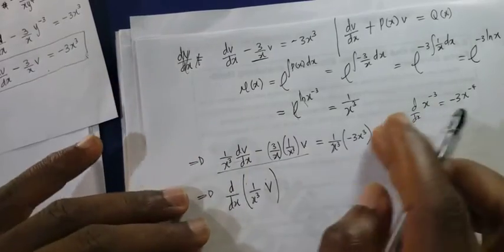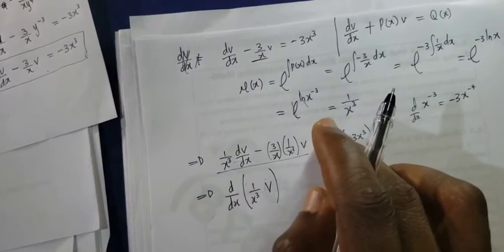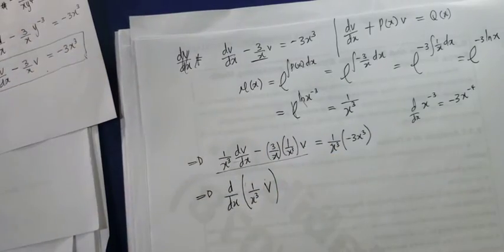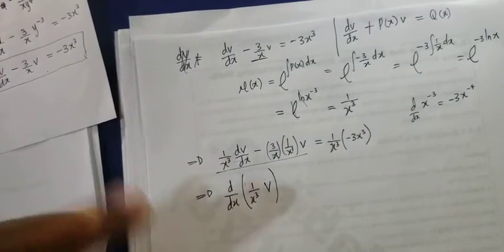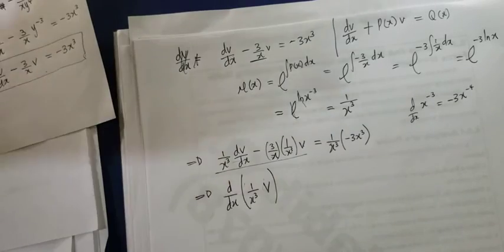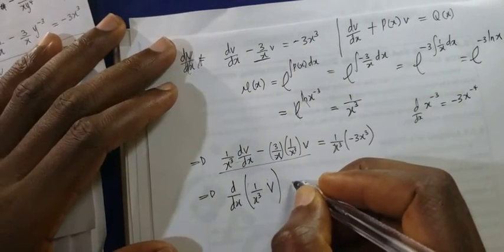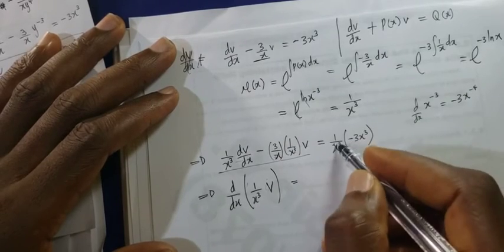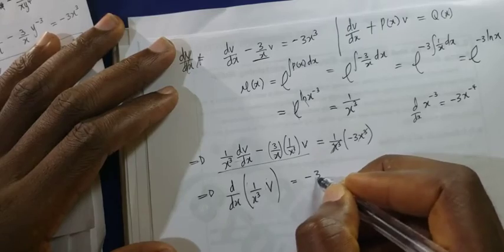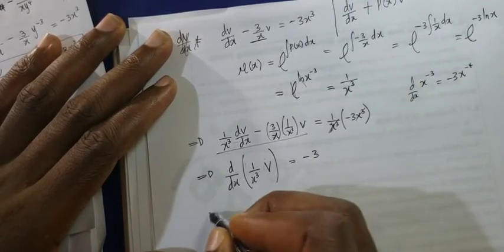So even though we are using the integrating factor, we are not going the way of that exact differential equation we have done before, because of this special form, it's quite easier to deal with. All right, so this is now equal to, of course, we cancel this, so this is going to be minus 3, and then we can now integrate.